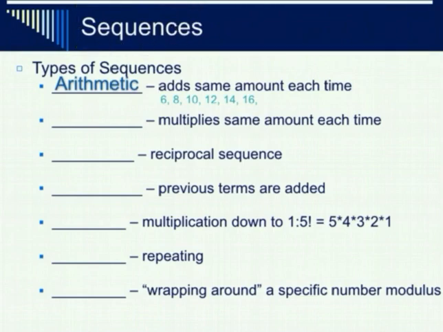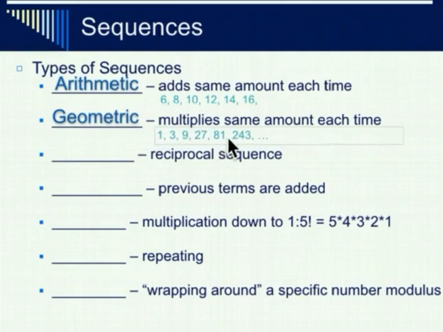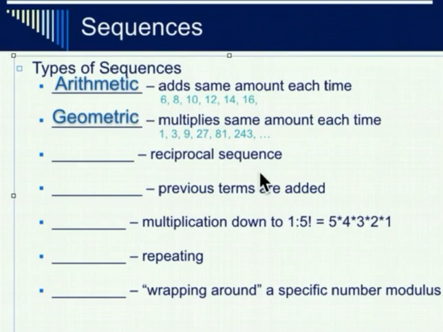Kind of related, and yet very different in how they behave, is a geometric sequence. In a geometric sequence, instead of adding the same amount each time, you multiply by the same amount. Here's an example of that: 1, 3, 9, 27. You might be able to realize that we're multiplying by 3 each time.